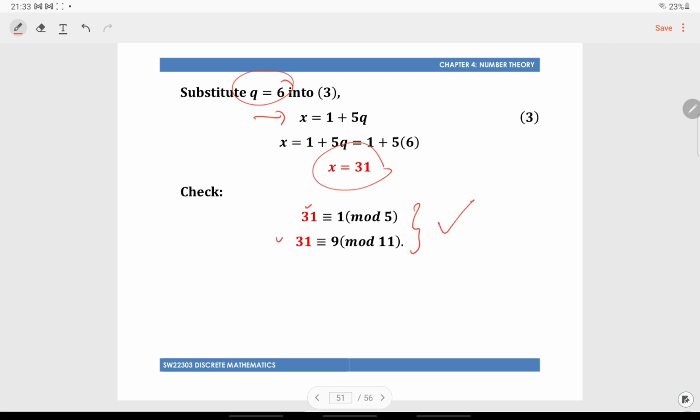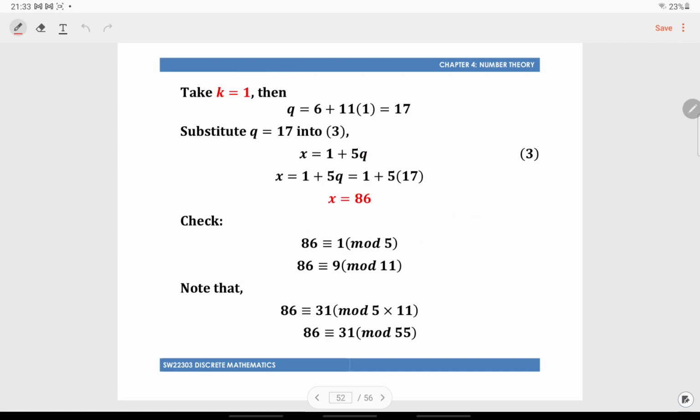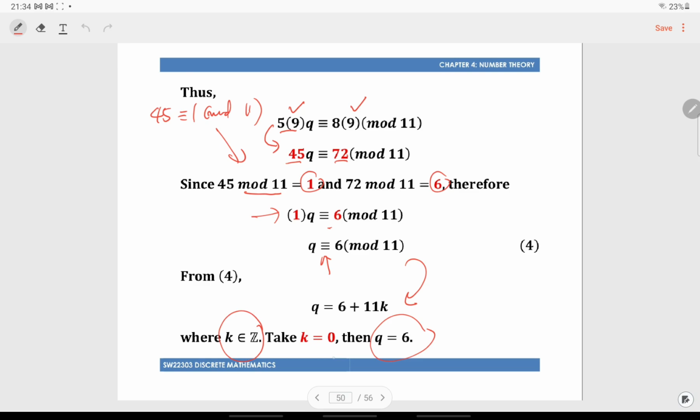That means our value x, the outcome x, is verified. So if we take a different value for the k, we obtain a different value of q, because in the equation of q, the k can be any integer. This q can be any integer, so you can replace k with any integer.